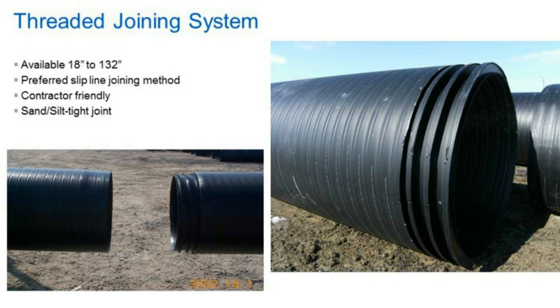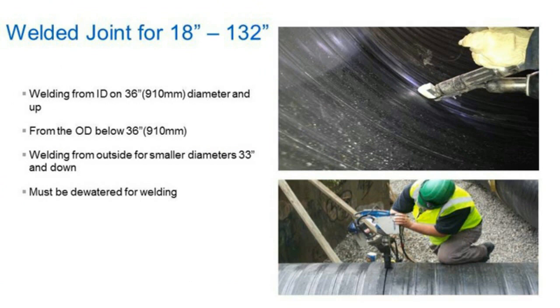When we go to our welded joints, we look at welding from the ID on 36-inch diameter and up, and from 33-inch and down, we can only perform a weld on the OD.